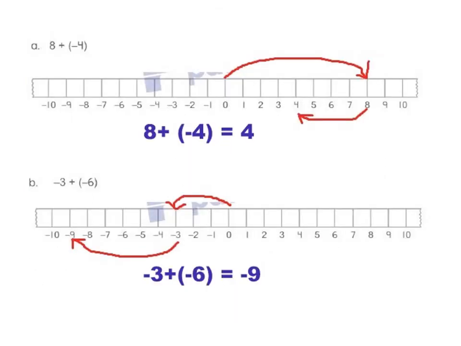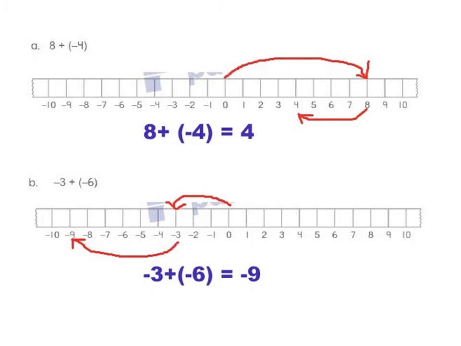So the first question, 8 plus minus 4. First of all, 8, that means from 0 we are moving 8 steps to the right hand side, that takes us to 8. Then minus 4, that means we have to move 4 steps to the left. From 8, if you move 4 steps to the left hand side, we will get 4. So 8 plus minus 4 gives us 4.